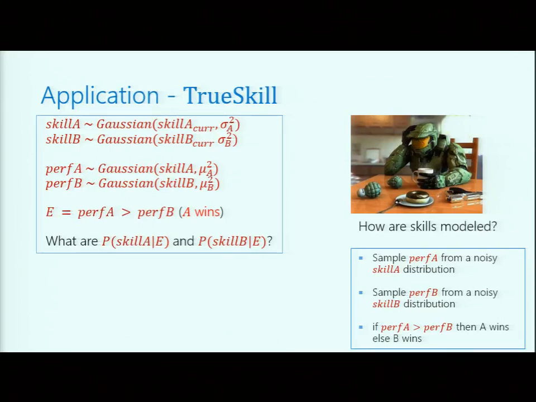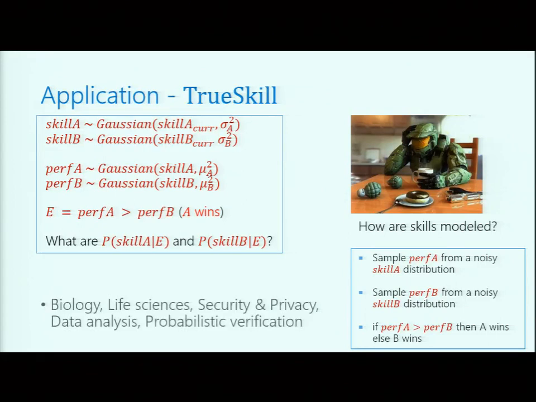This is exactly how TrueSkill works in reality. You have these priors, and then you have a model, which is this part, and then you have observations with respect to how players fare in various games. And then you want to update the skills based on your observations. So this is an example of a probabilistic model, and it turns out that there are various applications of these kinds of models all over the place, for example in biology, life sciences, analysis of data, and even verification of programs.